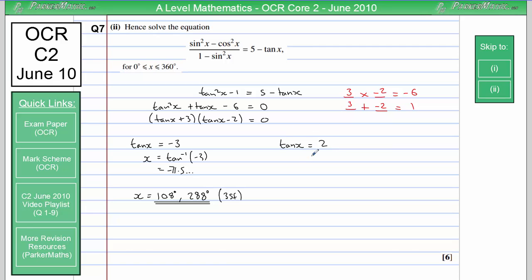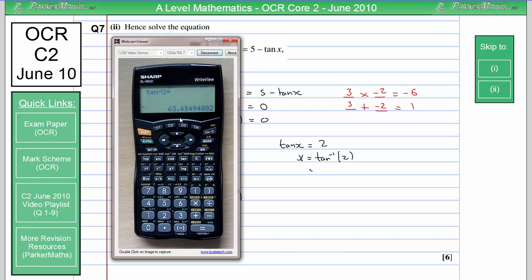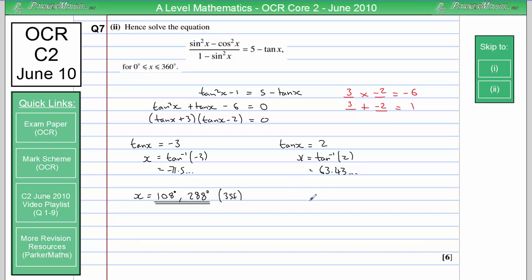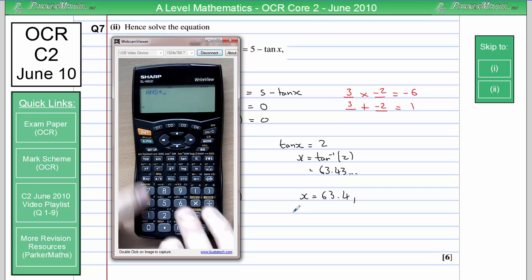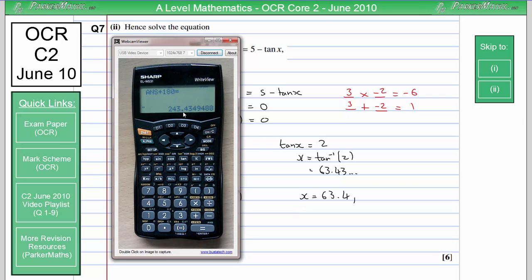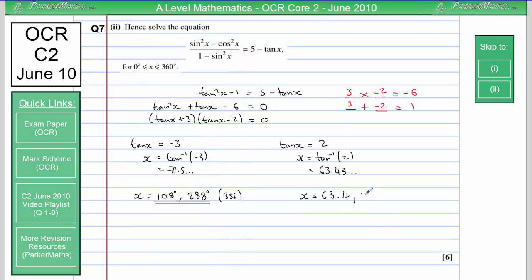Now let's deal with the solutions to the second equation. I get x equals inverse tan of 2. And that gives me 63.43 and so on. So my solutions this time are going to be 63.4 to 3 significant figures. And then if I add another 180, I'll get another solution. So I get 243 to 3 significant figures. So my original equation has 4 solutions between 0 and 360.